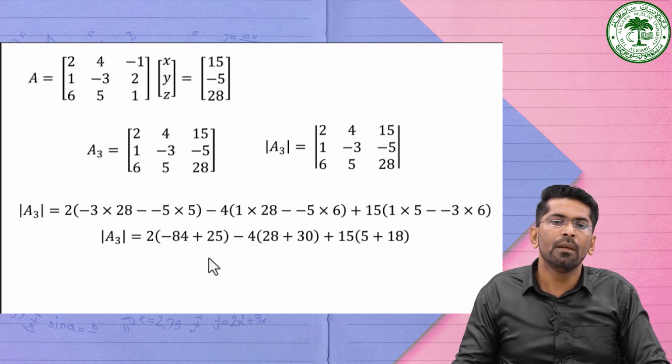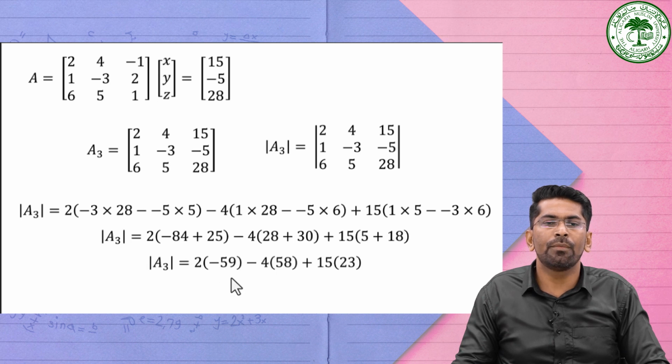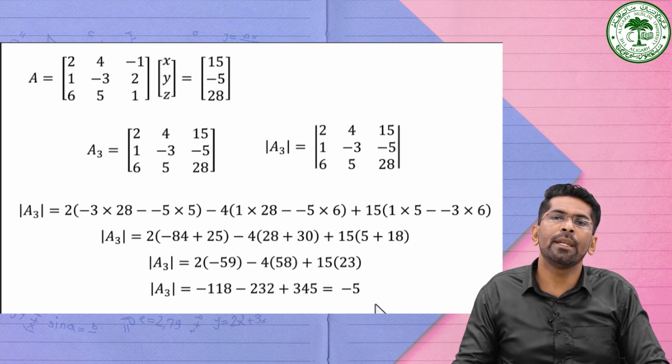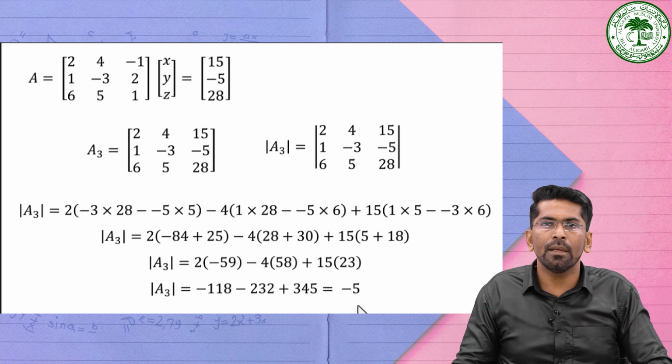So here if you go for adding these terms, then it will become 2 into minus 59, minus 4 into 28 plus 30 which is equal to 58, plus 15 into 5 plus 18 which is equal to 23. So if you multiply these terms, then it will become minus 118 minus 232 plus 345 which is equal to minus 5. So now we can find the value of x and y, z.